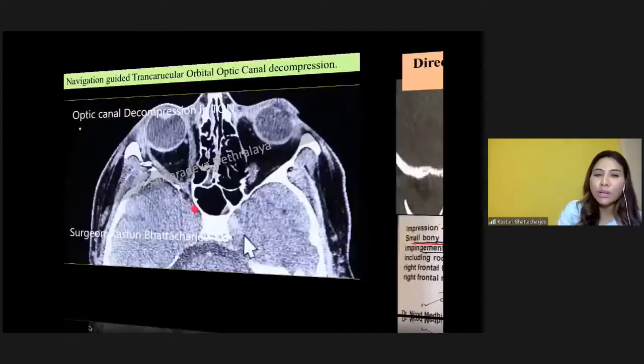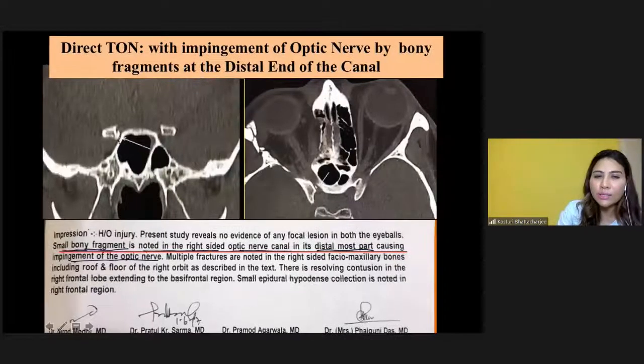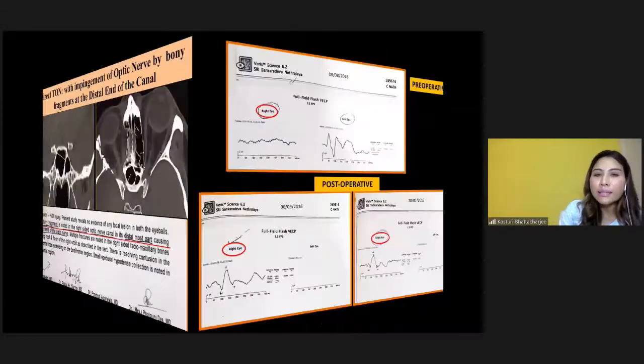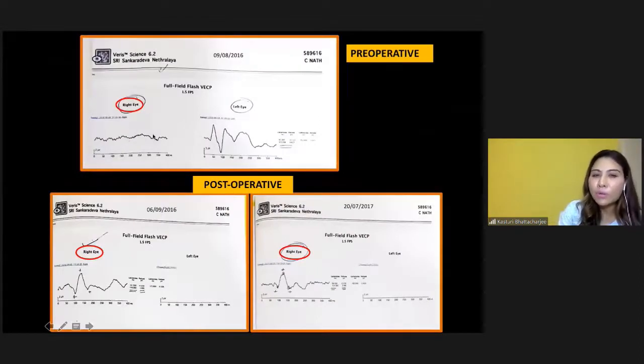So I'm just sharing some of my patients. You can see this is so well documented, a small fracture segment impinging the optic nerve here. And then this is the VEP before operation. This is after a month, the same patient, as you can see here, beautiful VEP, and also after a year, the VEP still stands very good.